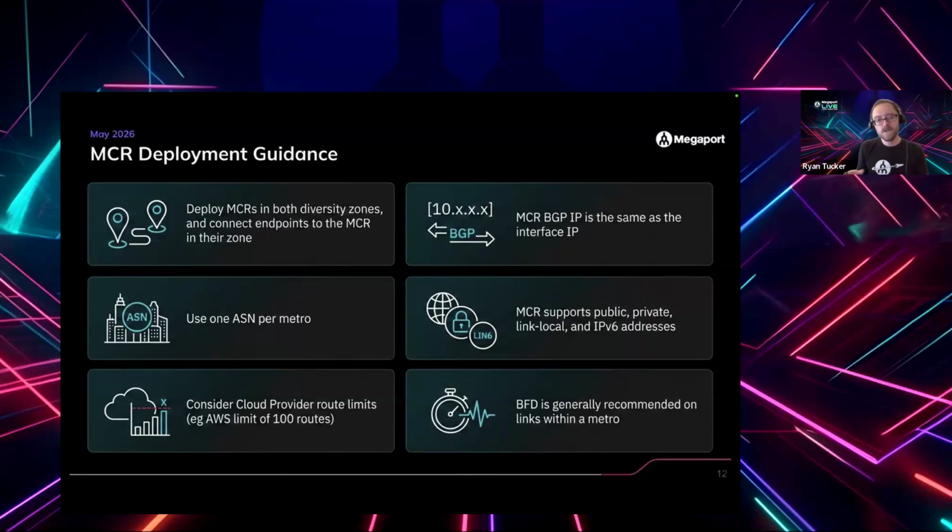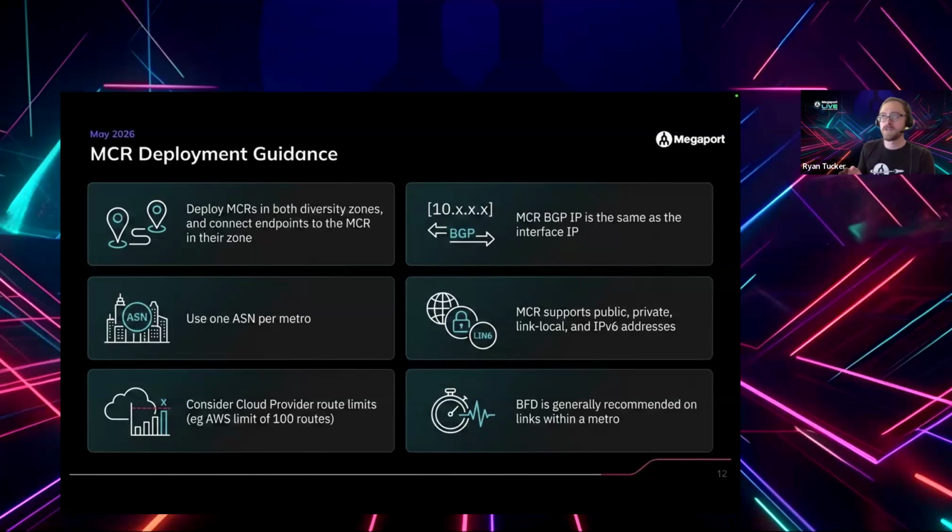Something that maybe is not immediately obvious, the BGP IP for the MCR is the same as the interface IP. So for each interface you create, each VXC, there'll be an IP on the MCR, an IP on the other end of that interface, and that is also the BGP IP. So there's no additional IPs, there's no loopbacks or anything like that. You can use public IPs if you want. You can use private IPs. If you prefer routable private IPs, you can use link local, or you can use IPv6. All of those are fine.